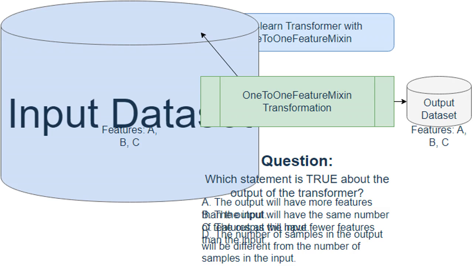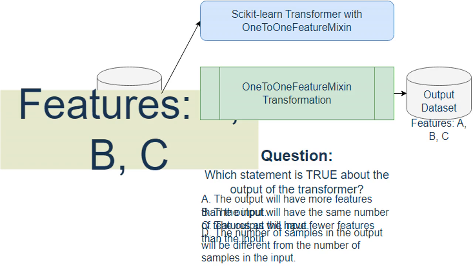I'm starting with a dataset. Think of it like a spreadsheet. Each column represents a feature, like A, B, and C. Each row is a sample. This is what we'll feed into our transformer. I've got three features, A, B, and C. These could be anything: height, weight, age, or any other characteristics of my data. These are the columns in my spreadsheet.